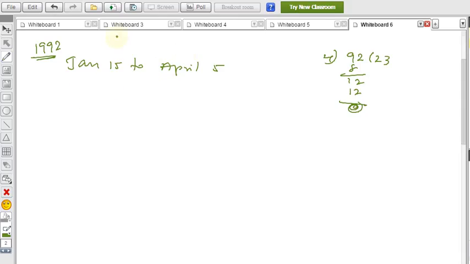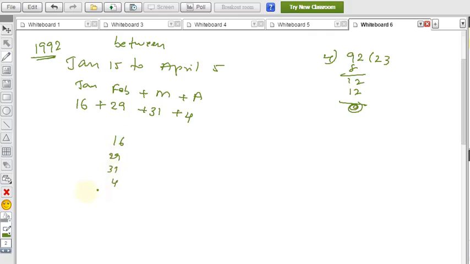Now January 15. Between they mentioned. Between means you should not consider 15. Again 16th to 31st, 16 days in January. In February 29. Then March 31 and April 4, because it's up to April 5th. Between April 5 means we should not count that ending date. Add this: 16, 29, 31 and 4. So these many days are there.